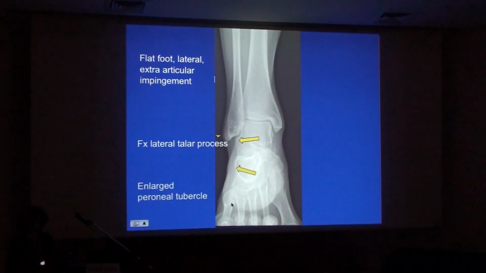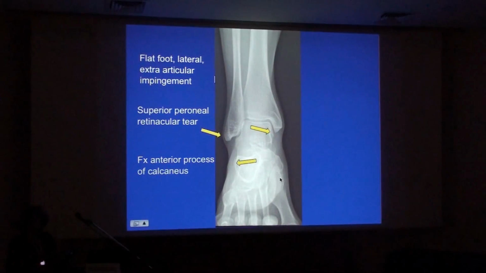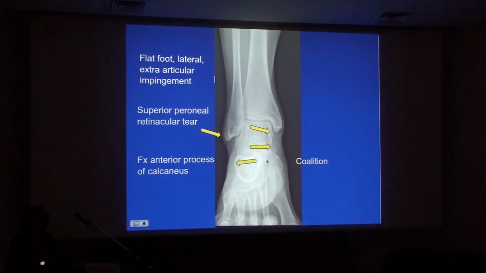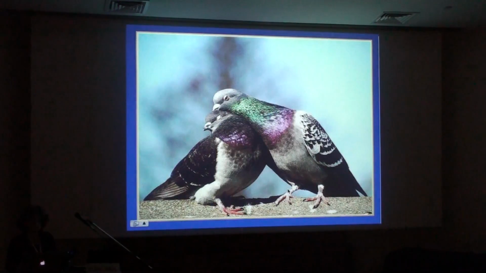So fracture of the anterior process of the calcaneus, enlarged peroneal tubercle, and then superficial deltoid and deep deltoid you could look for here. Here's the superficial deltoid. Again, if anyone has an example of posterior tibial tendon dislocation associated with the fracture fragment here, please give me. And then you look for the talar body fractures, and you look for coalition. Thank you very much.